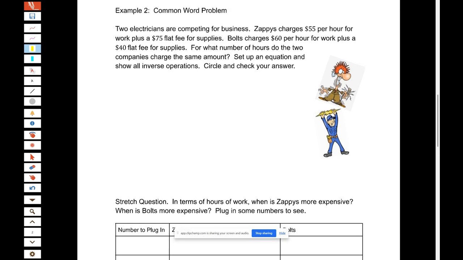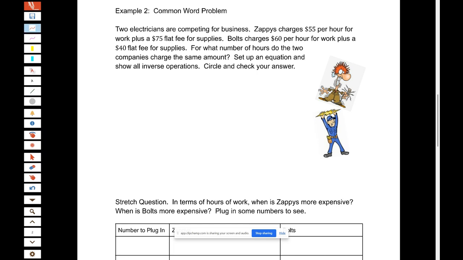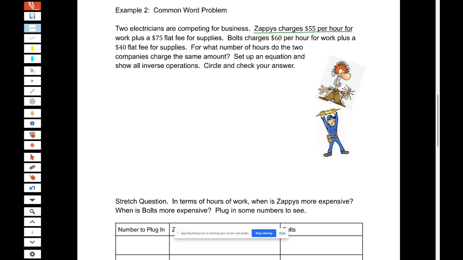All right, let's look at a typical word problem scenario where you will end up with a simple equation with variables on both sides. No like terms or distribution yet. That comes later. So we have two businesses that are competing, and they are both electricians. One of them is called Zappy's, and it says Zappy's charges $55 per hour plus a flat fee of $75 for supplies.